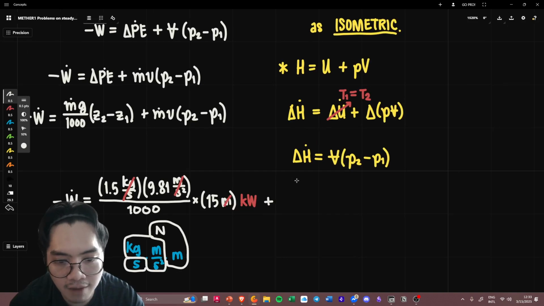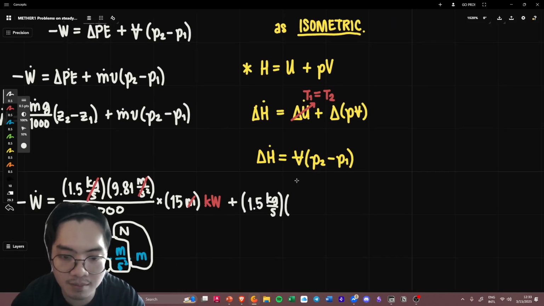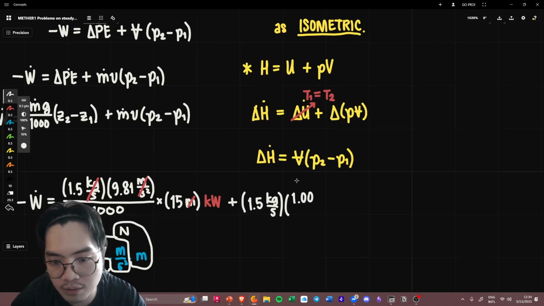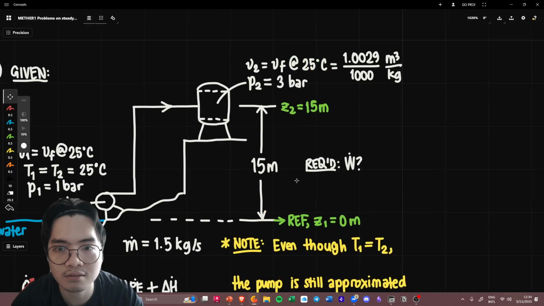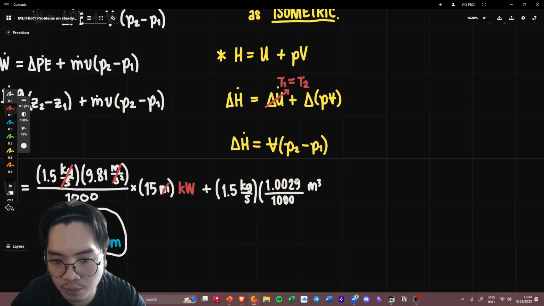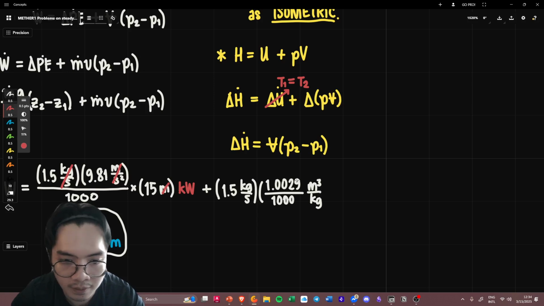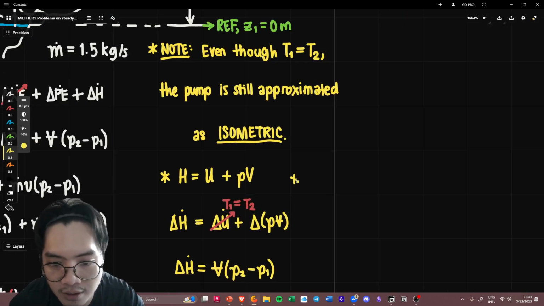Next, we have here our M again. Sorry, I was caught up with the M from before. 1.5 kilograms per second. And then your V, it doesn't matter what your V is, right? 1.0029, is that right? Yeah, 1.0029 over 1000, meter cubed per kilogram. And now your P2 minus P1, please remember, I will add another note here.